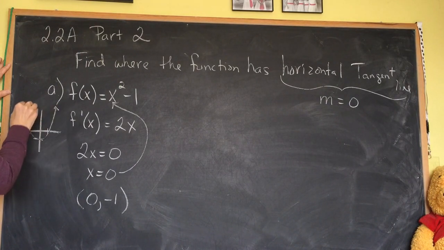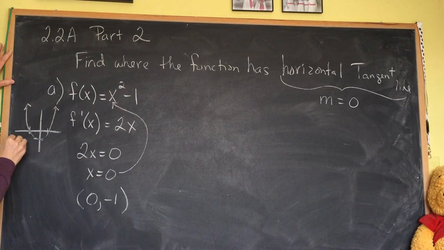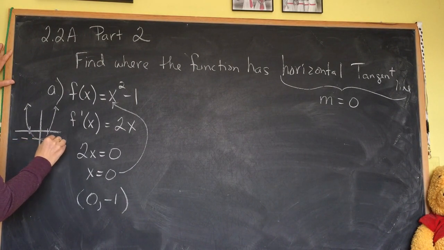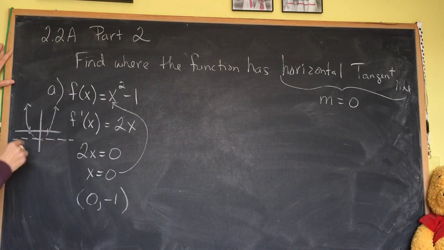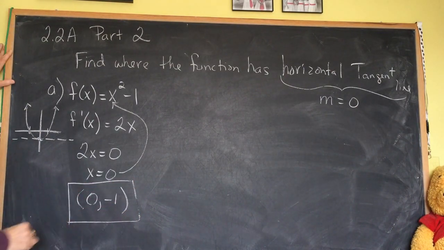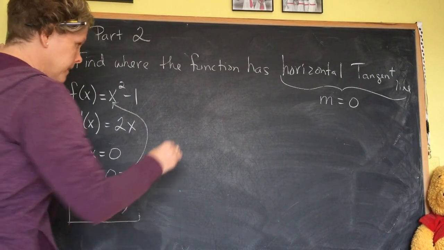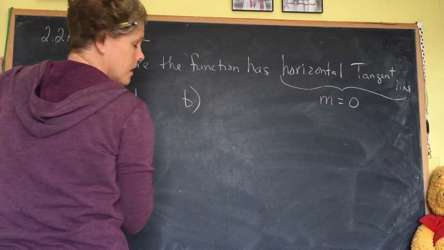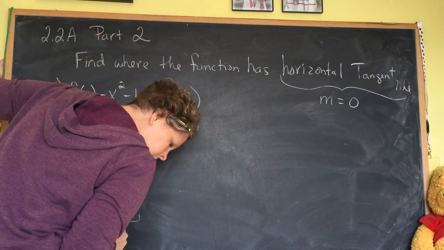Here's my parabola. Isn't this the only place that there would be a horizontal tangent line going across there? And so the slope of this dotted line here is 0, and that's happening right here at the vertex of 0, negative 1, which is what we got. All right, last example here. And of course, everything's better with trig.